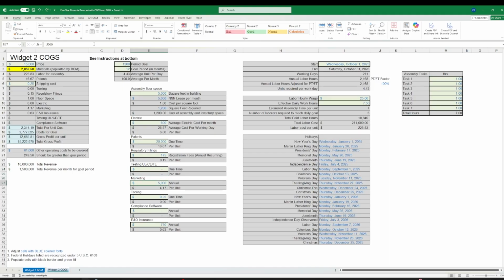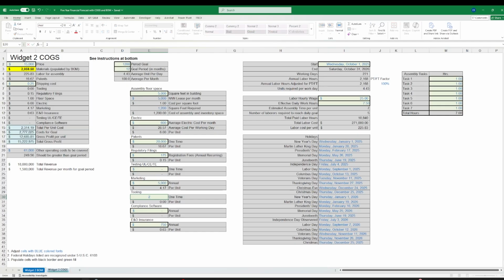And then your marketing, that's going to be an ongoing thing. You're going to need to spend that every year, and you're going to need to spend more each year as the years go on to maintain market presence and things of that nature. So if your marketing budget is only $5,000 per year on this, then you would spend $4.17 per unit.